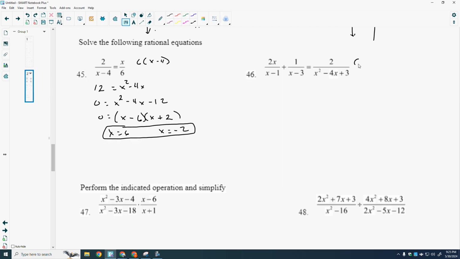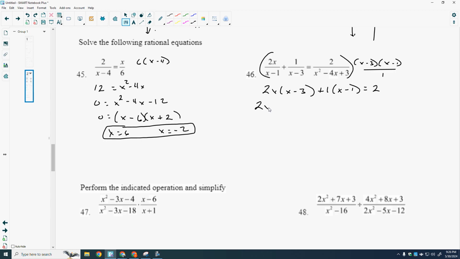So we're multiplying both sides by x minus 3 and x minus 1. X minus 1 cancels, and I get 2x times x minus 3. X minus 3 cancels, and I get 1 times what's left, which is x minus 1. All of this cancels with all of this, and I get 2 left. No more fractions. Life is good.